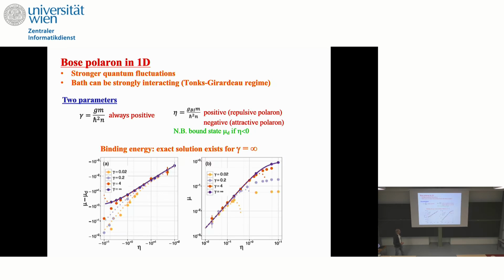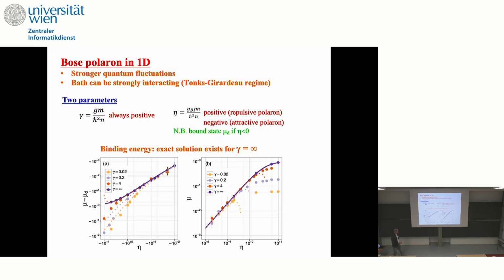Again, here there is an exact solution. If gamma is infinite, so if the bath is a Fermi gas or a Tonks-Girardeau gas, then there is an exact solution. It was a paper back in the late 60s, which gives you the energy of the impurity as a function of the interaction between the impurity and the bath. And here is the solid line, this pink solid line. And our results again match exactly with the exact results in the case of gamma infinity.